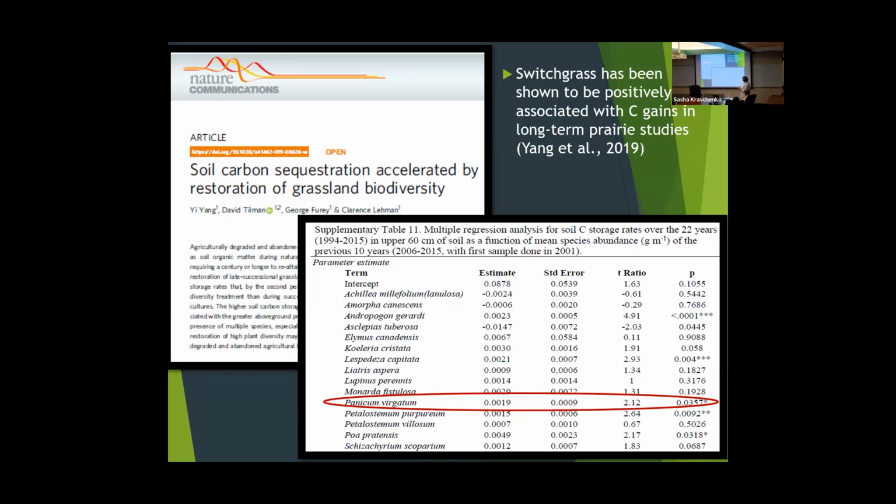Here are the results of multiple regression from that work that looked at specific contributions of individual community members to soil carbon storage. And here it is, switchgrass with a significant positive contribution. So by itself, it's no good. When it's a member of a community, it's actually doing positive things as far as contributing to soil carbon gains.